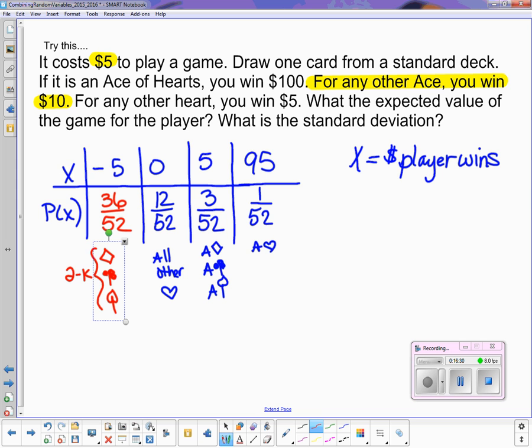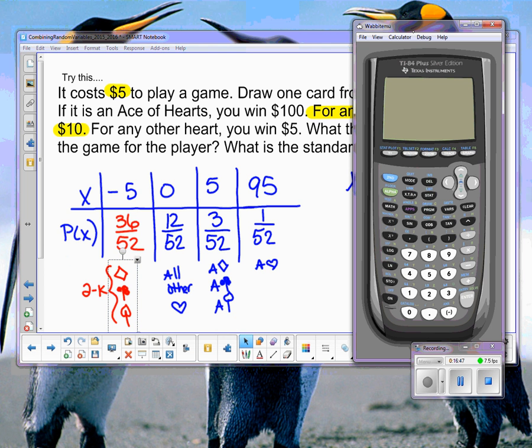All right, what's the expected value? What would you do? How much is the player going to take home? Well, we can do it long ways. -5 times 36 over 52, 0 times, and go forth. What's the short version on the calculator? Stat, edit. You tell me.